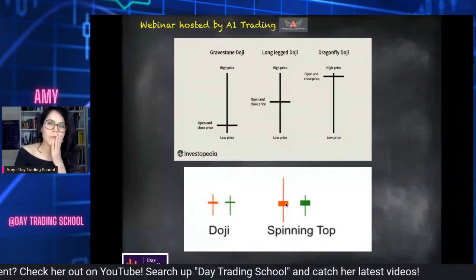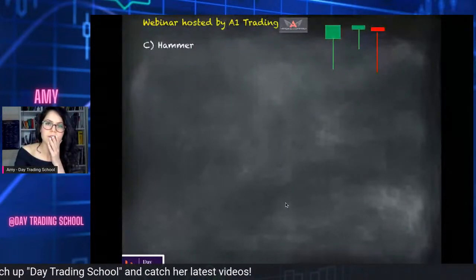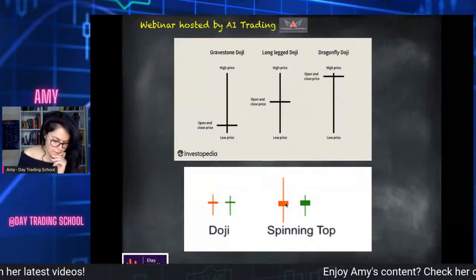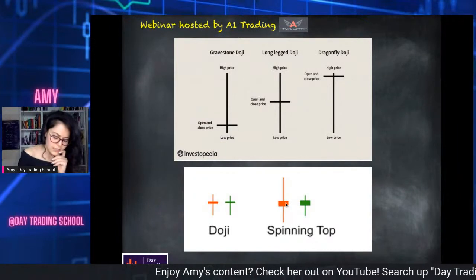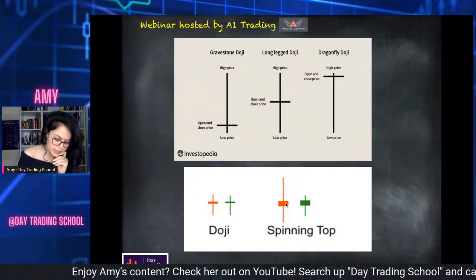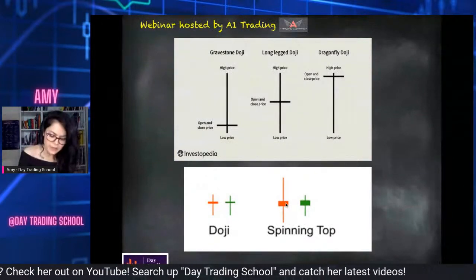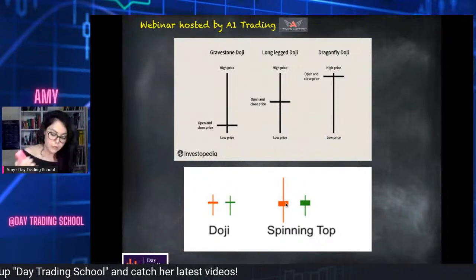I had actually another example. Oh no, that's it. Let me check if I said everything important. As we said, the shadows are in this case more important than the color. And if you have double doji occurring together, this can basically mean a reversal.